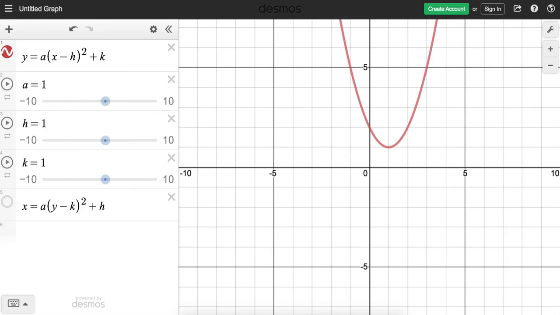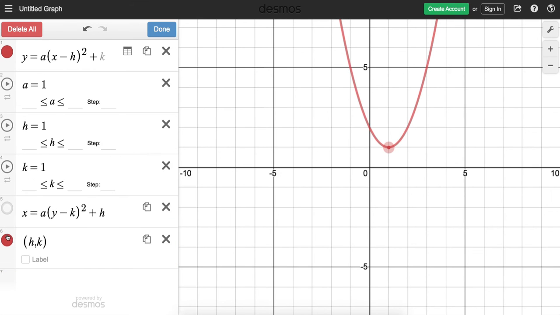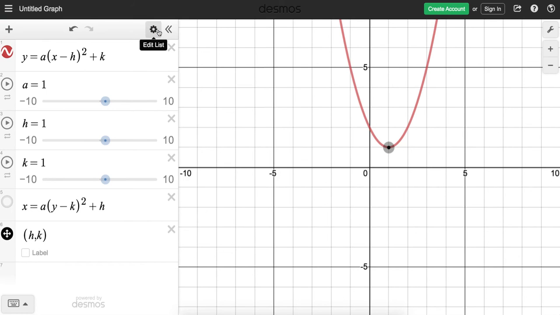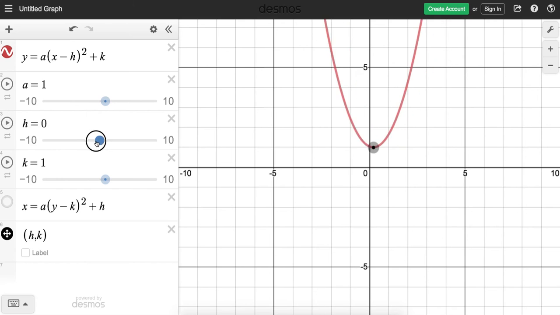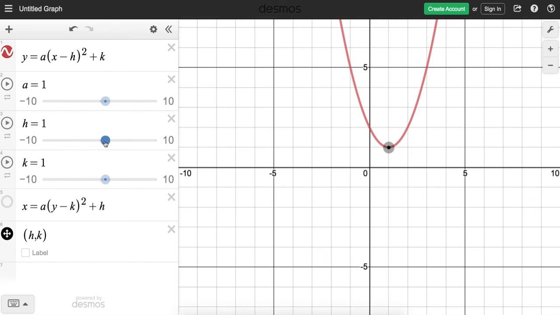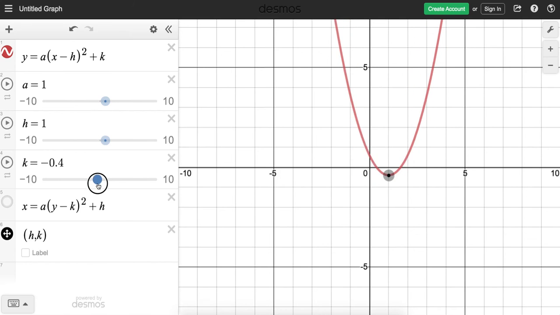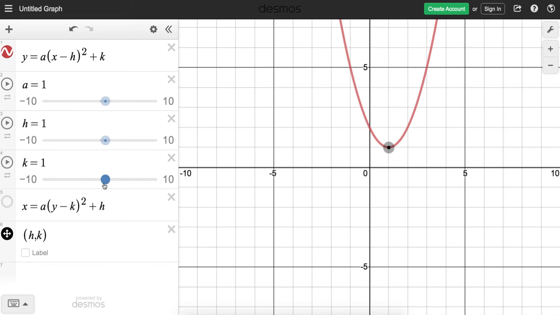And we can see that in Desmos if we look at actually plotting the points h and k. As we adjust the value of h, it slides the graph left or right. And as we adjust the value of k, it slides the graph up or down. So just transformations of the parabola.